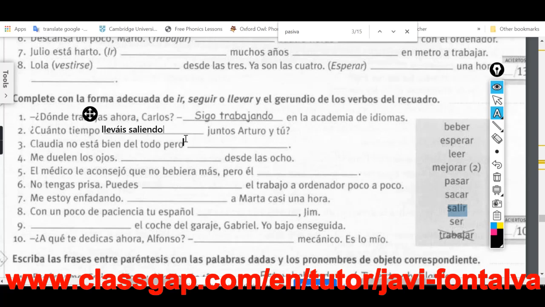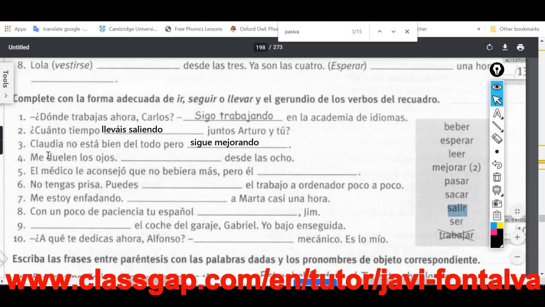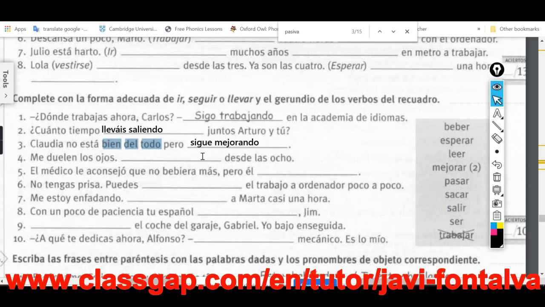Claudia no está bien del todo, pero... The verb will be seguir here, right? Because she's still improving. So still, okay. So, mejorar, then, so sigue mejorando. Okay, let's break it down. Claudia is not quite well yet. So bien del todo means it's not perfect. Pero here is but. So she's still improving. Sigue mejorando.